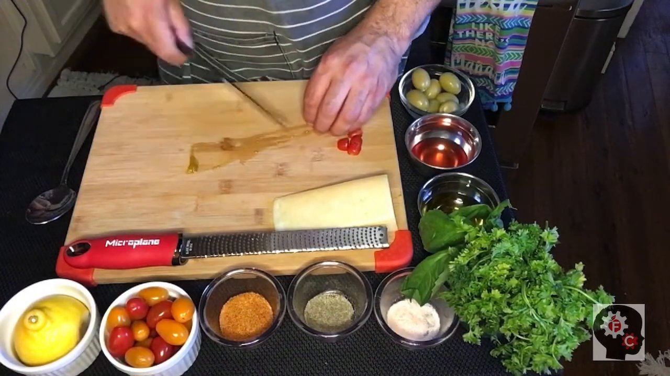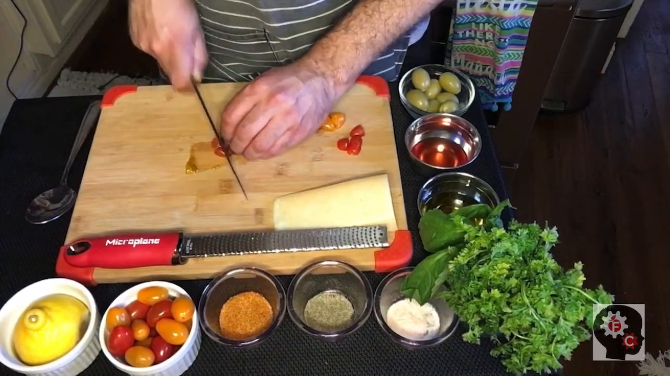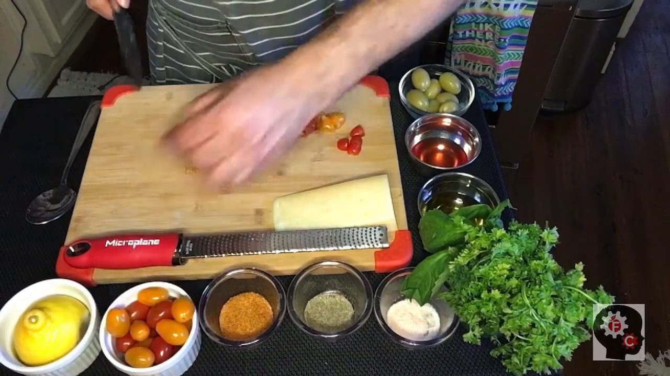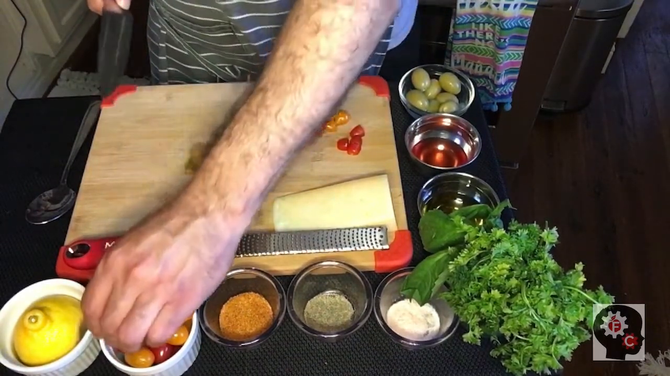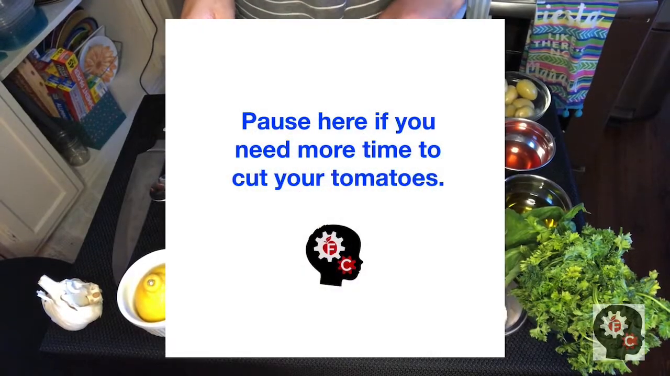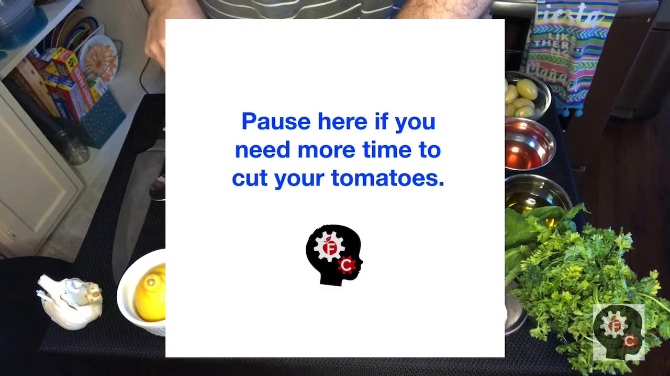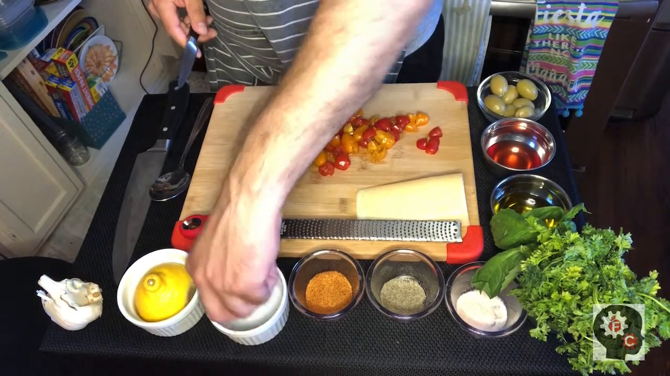Yes, some of your seeds are going to pop out. No worries, no big deal. And just keep doing that till you get through all of your cherry tomatoes. We're only working with a cup, so it's not a lot to have to do. And just keep rocking it. Just keep going. Okay, so I'm down to my last 2. I went back to my paring knife because it was just much easier to handle.